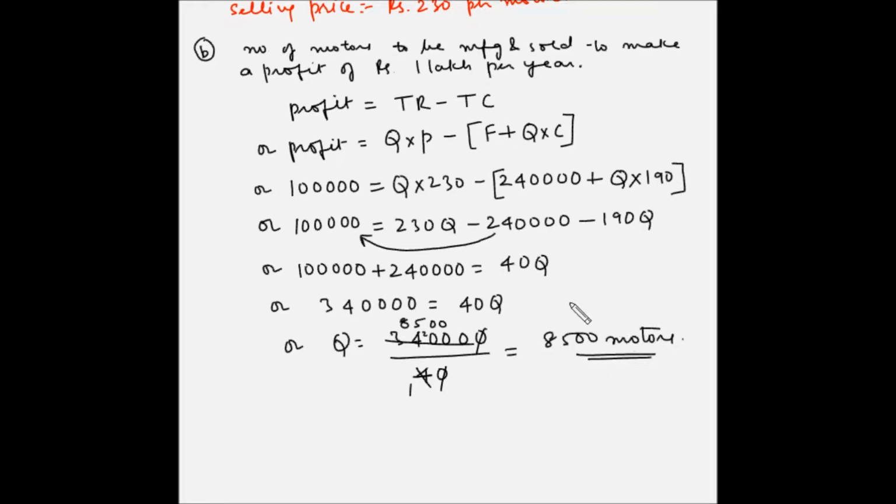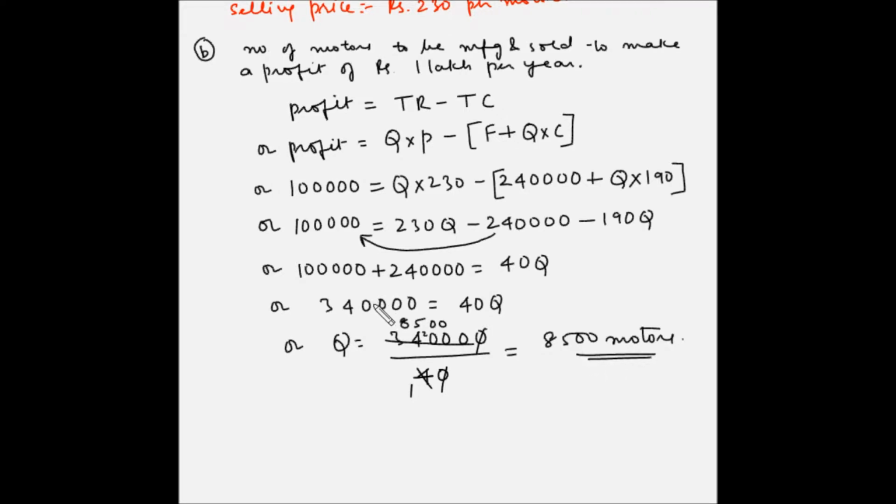Now remember, in the previous step we had come up with a number of 6,000 to break even. So they need to manufacture 6,000 motors in order to be at a no profit no loss situation, and they have to manufacture 8,500 motors in order to make a profit of 1 lakh.